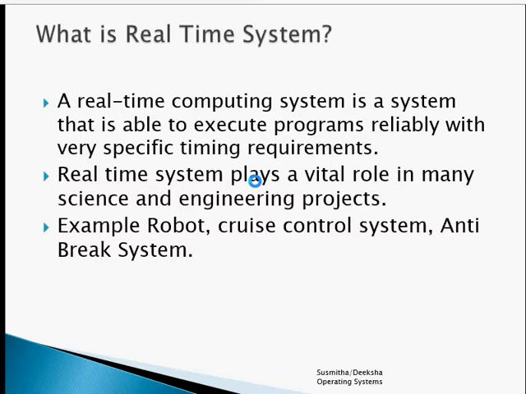Real-time systems play a vital role in many science and engineering projects. Example: a robot cruise control system. A cruise control system automatically controls the speed of motor vehicles, and this is also used in anti-lock brake systems.